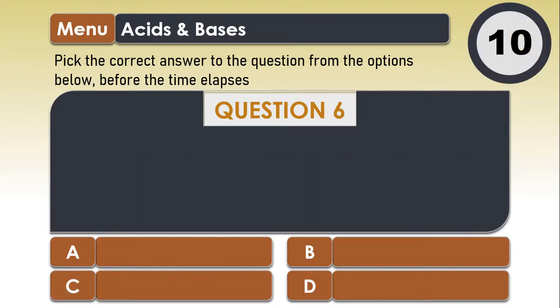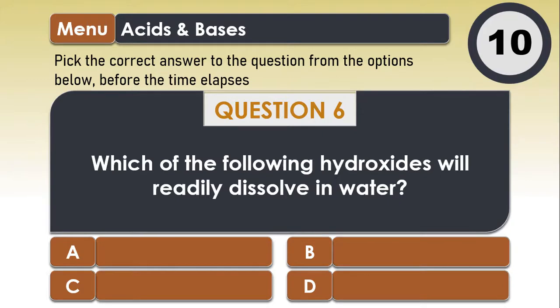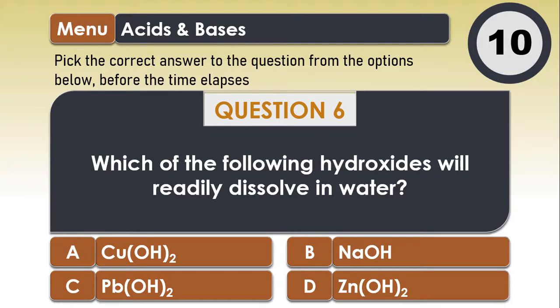Question 6. Which of the following hydroxides will readily dissolve in water? A. Copper hydroxide. B. Sodium hydroxide. C. Lead 2 hydroxide. And D. Zinc hydroxide. And the answer is B.